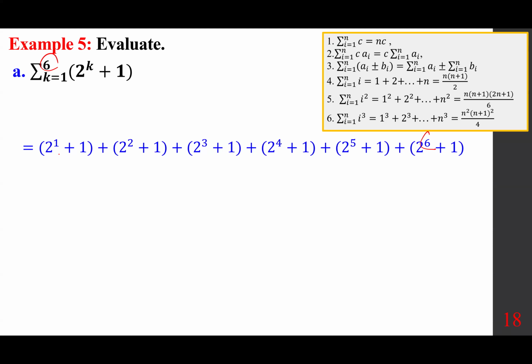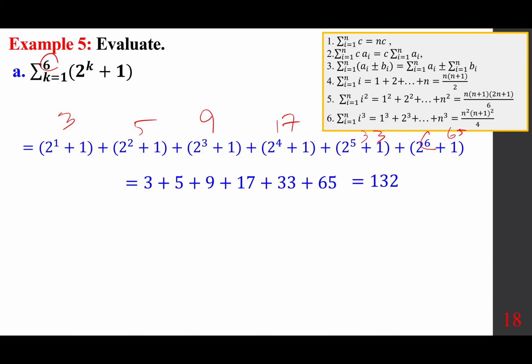For example, let's write it. This is 3. This is 4 and 1, 5. This is 8 and 1, 9. And this is 16 and 1, 17. This is 32 and 1, 33. 64 and 1, 65. You add them up and you end up with 132.